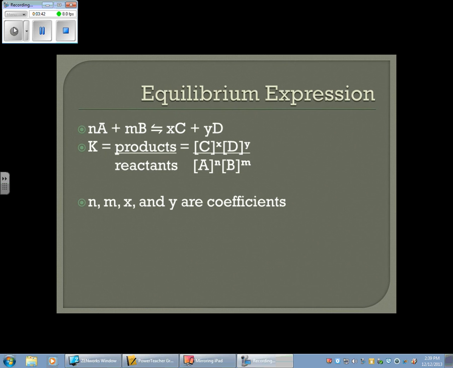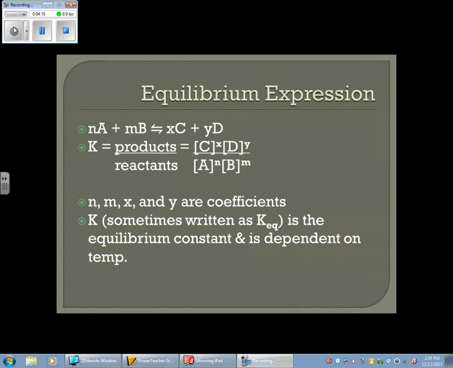So our products, C and D, are here. It is their concentration. That's why we do have the square brackets. Concentration in molarity of each of our products multiplied together raised to their coefficient power over the reactants A and B, again in square brackets, so it is their molarity, not moles, but molarity of these guys multiplied together, raised to their coefficient power. Now K is the equilibrium constant.